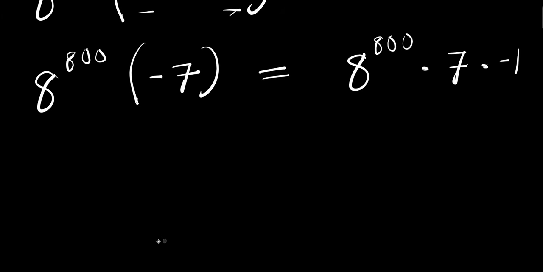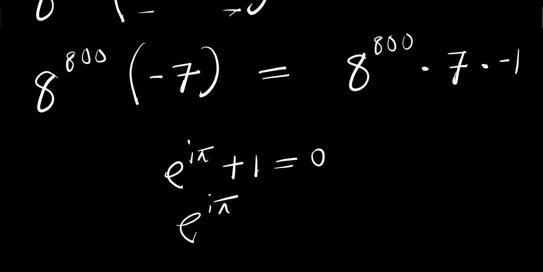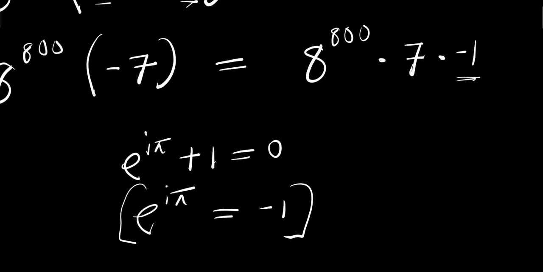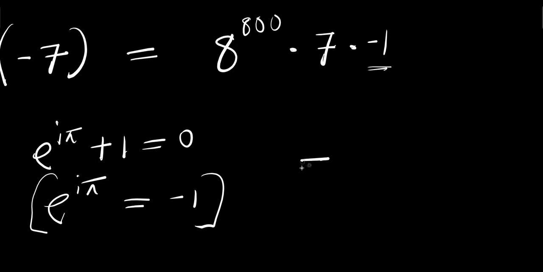Now, what we can do as well will be to consider this. If you have e to the power of I times pi plus 1 equals 0, that means e to the power of I times pi equals negative 1. Now, applying that here, that means we are simply going to have 8 power 800 times 7 times e power I times pi.